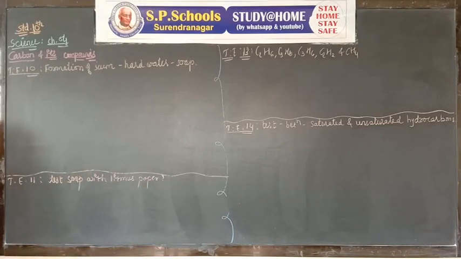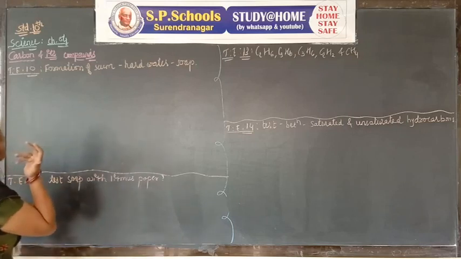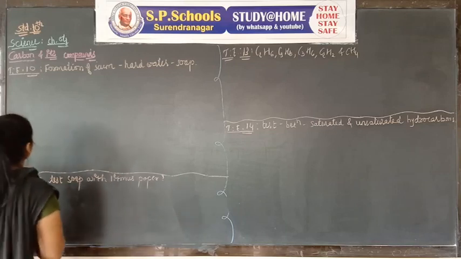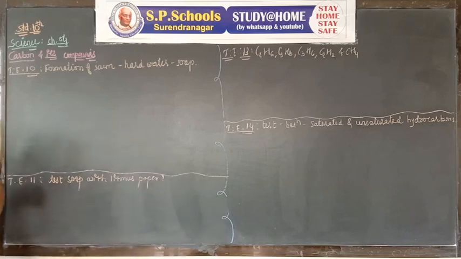Question number 10. Explain the formation of scum when hard water is treated with soap. Here we already know about soap. Soap reacts with calcium or magnesium ions, so write the equation for the scum.